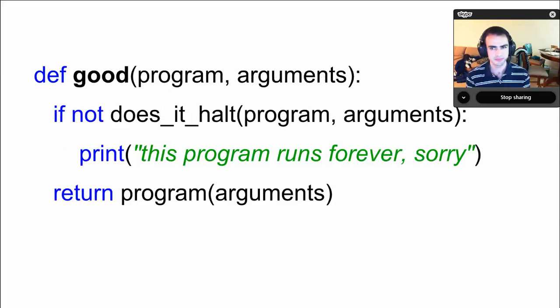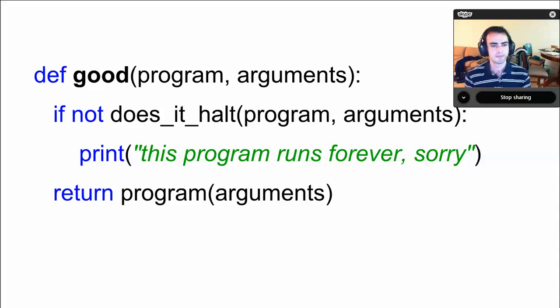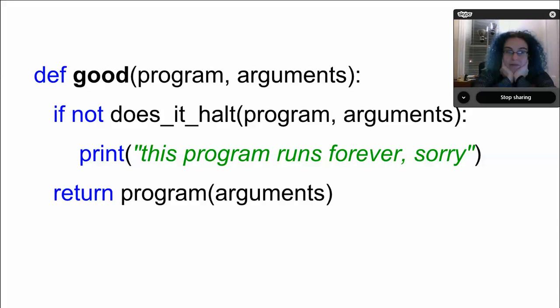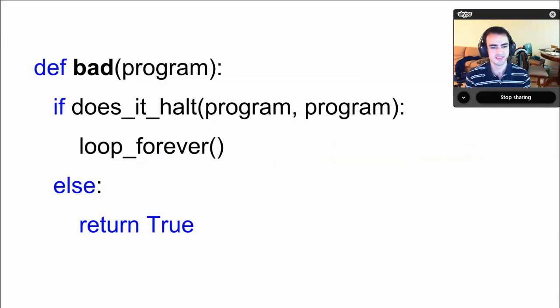So if we have that, we can write this good program. Or we can just feed it in our program. Yeah, we can feed it in before we start, and it'll check to see if the program runs forever. If it runs forever, it'll tell us, so we don't have to waste all our time. Okay. We also get this bad program.